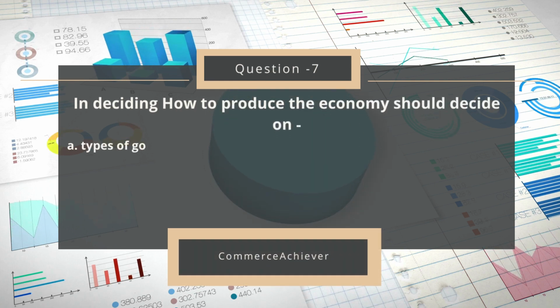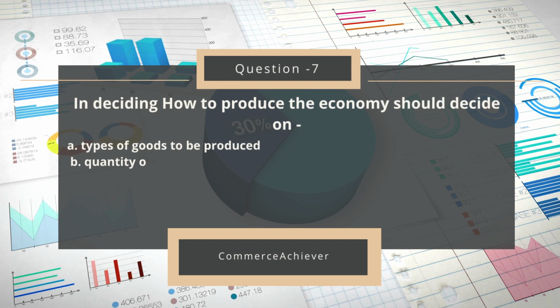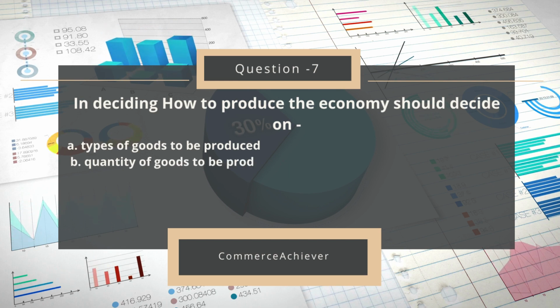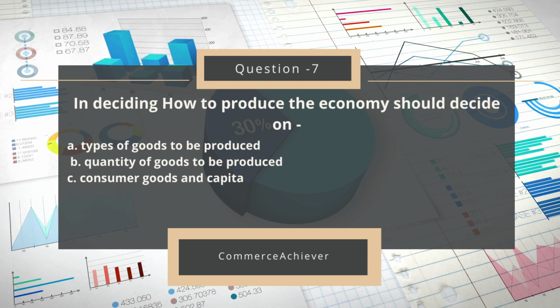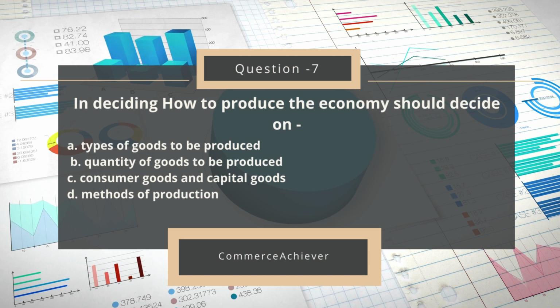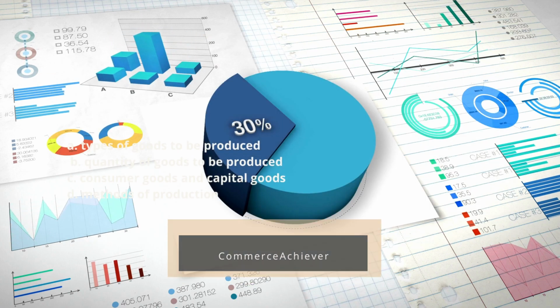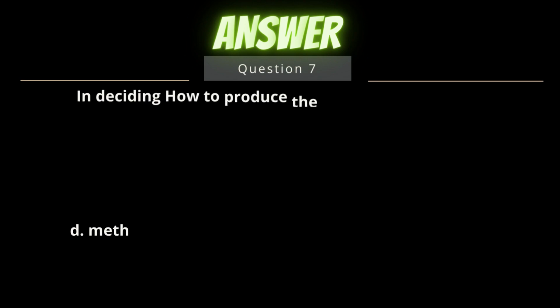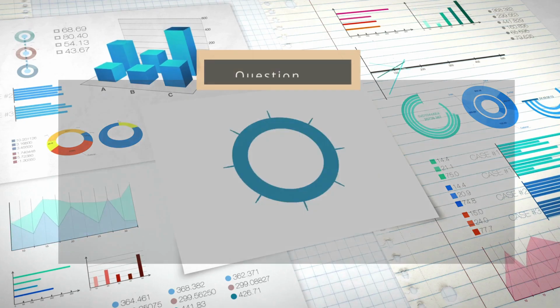Next, question number 7. In deciding how to produce, the economy should decide on: A. Types of goods to be produced, B. Quantity of goods to be produced, C. Consumer goods and capital goods, D. Methods of production. So, in deciding how to produce, the economy should decide on D, the methods of production. So, how to produce is about the methods of production.